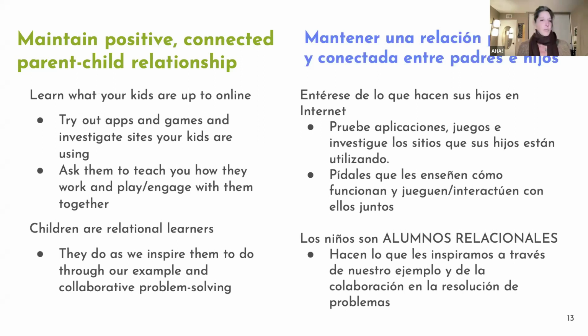As Leo mentioned, having a good relationship with her son means he talks to her when he sees something on the internet that harms him. So that's why we keep talking about it. But the other pieces that we're talking about here are just as important. So maintaining a positive and connected parent-child relationship around their digital lives means learning what they're up to online, trying out the apps and games that they play with and use, and investigating the sites that they're using, asking them to teach you how they work and play and engage with them around that content and around those sites.